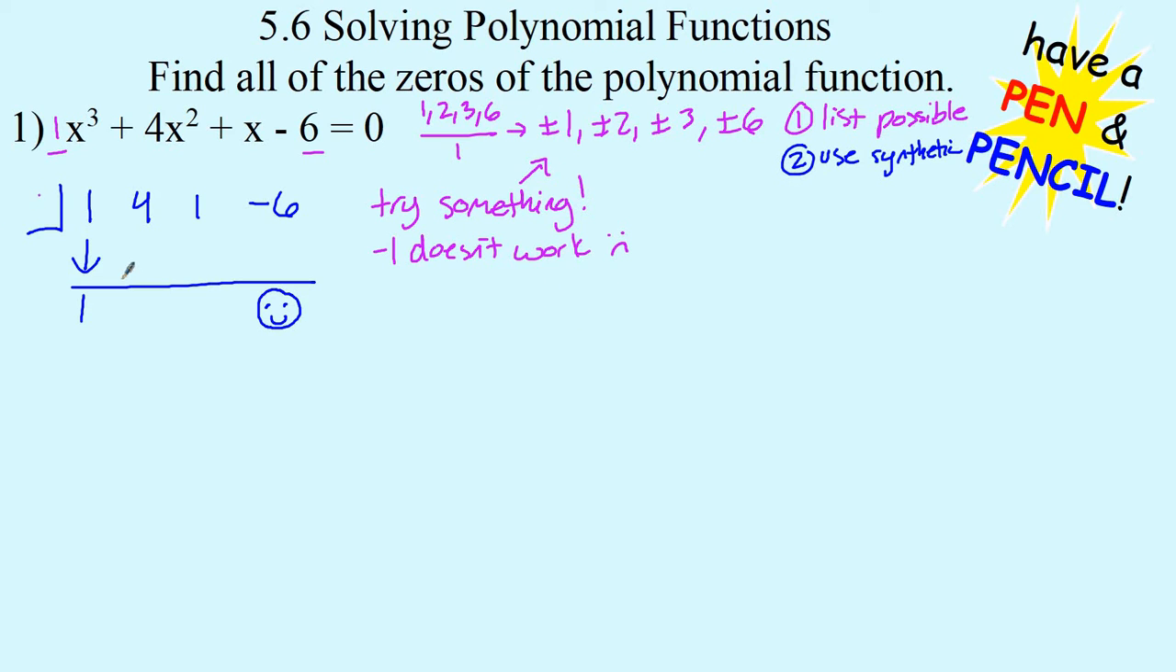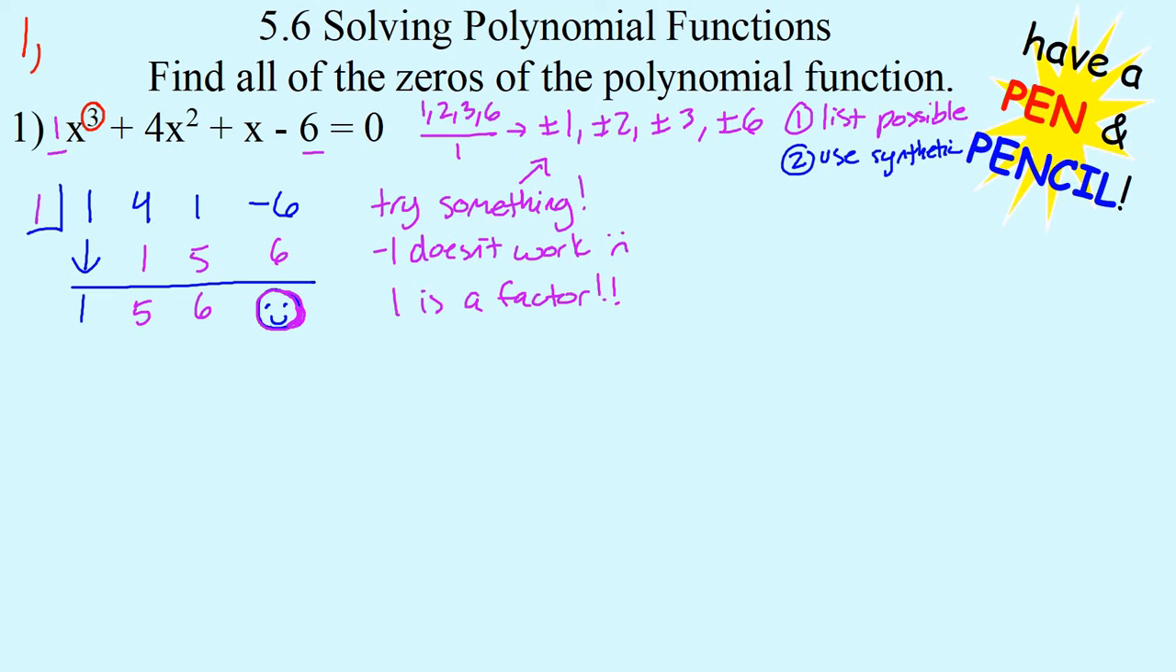Let's try positive 1. Multiply, add, multiply, add, multiply. There we go. That gives us exactly what we want. So 1 is a factor. Of our 3 possible solutions, 1 is one of our answers. So now we need 2 more.